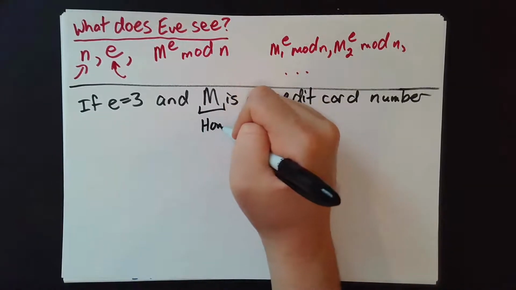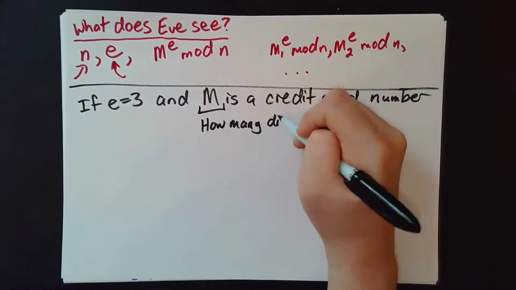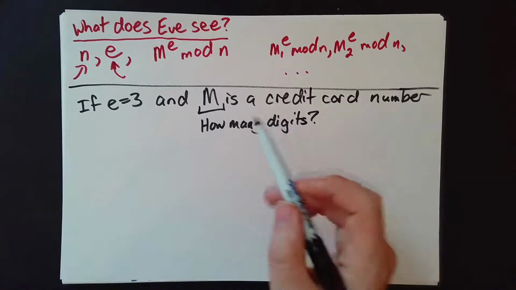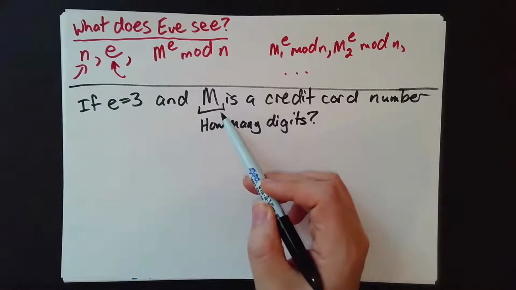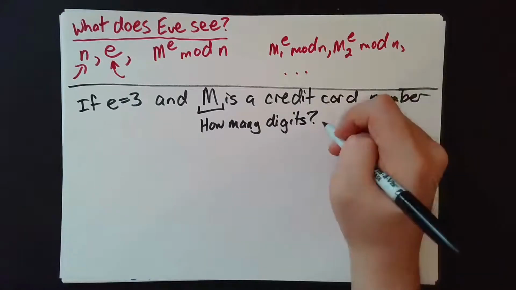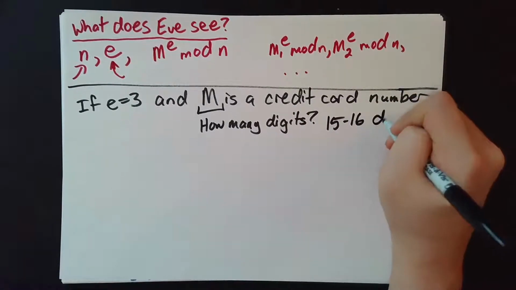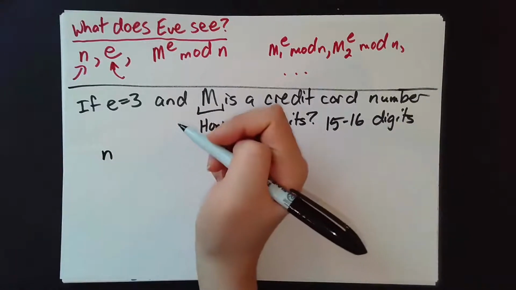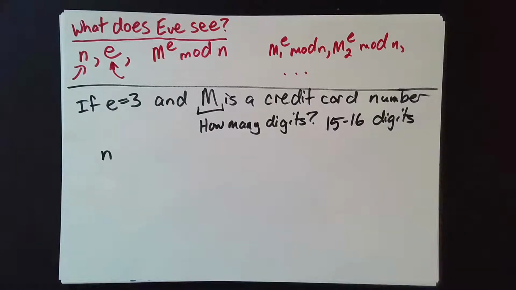Well, how many digits is m? Yes, someone in the chat notices. Yes, so m is a credit card number, 15, 16 digits, somewhere in that vicinity. I think it depends on the credit card brand, but I think it's 15 to 16 digits. Okay. n, on the other hand, if you're taking a 4096-bit RSA key, which is, I think, the standard, that's over 1,000 digits.